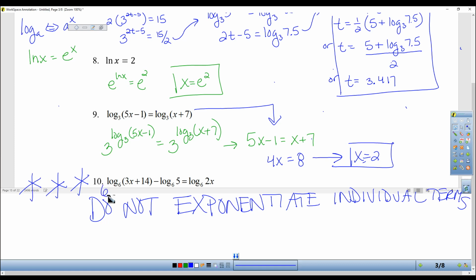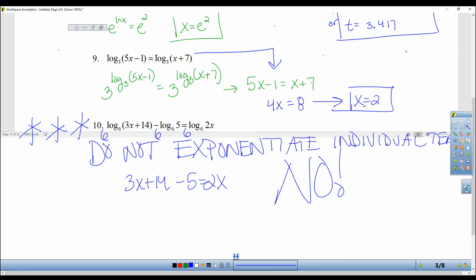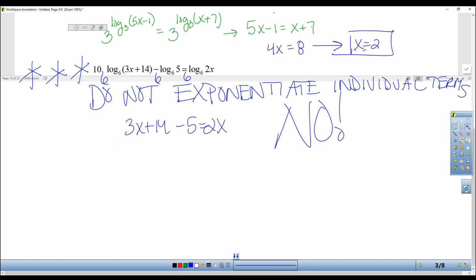Meaning people put a 6 here and a 6 here and a 6 here, and then they write 3x plus 14 minus 5 is equal to 2x. No, I cannot stress enough. That does not work. You can only do it to a side. So just think about that. 1 plus 2 is equal to 3. Agreed? But is 2 to the 1 plus 2 squared equal to 2 to the third? No. 2 plus 4 is not equal to 8. Okay, it doesn't work that way.